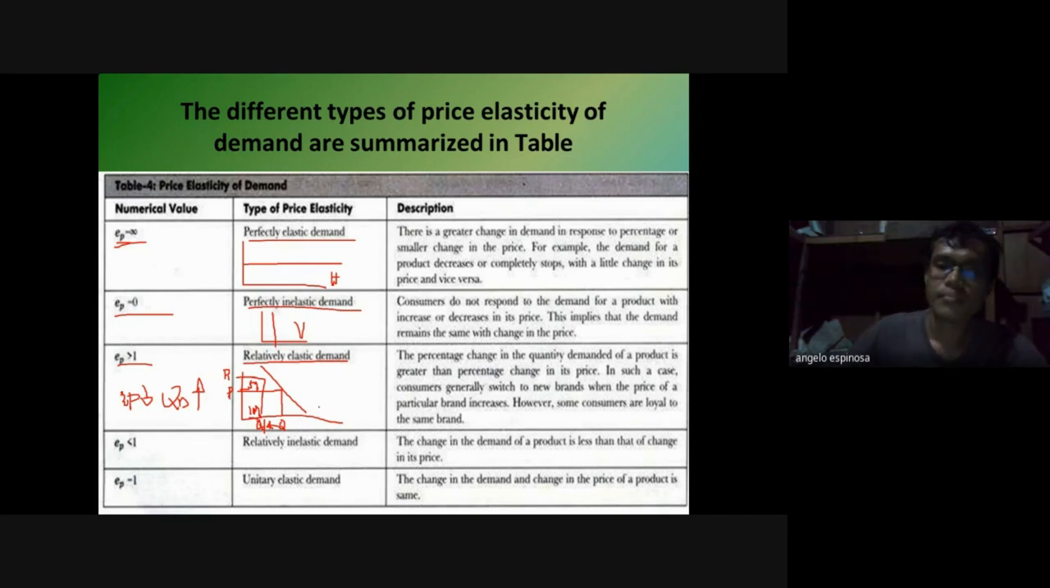Okay? So, when you talk about EP or price elasticity of demand less than 1, ibig sabihin po niyan ay nagkaroon ng insensitivity. Yan, insensitivity. Okay? Insensitivity. Ito kanina dito, sensitive siya.